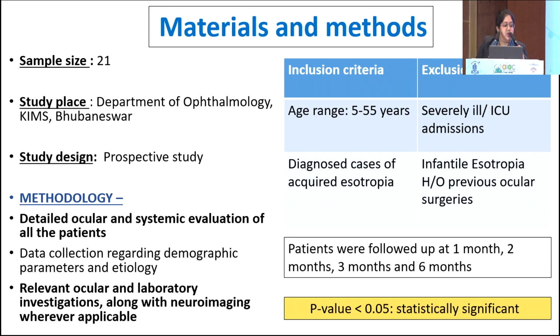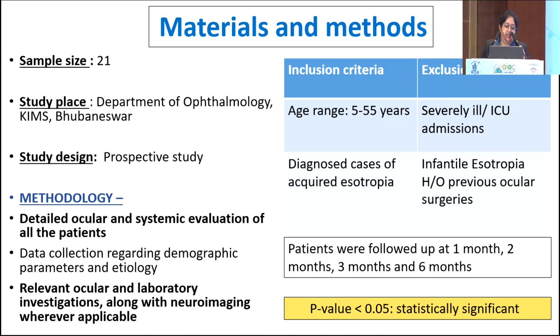The study was a prospective study conducted in the Department of Ophthalmology in KIMS Bhubaneswar with a sample size of 21. Detailed ocular and systemic evaluation of all the patients was done, with ocular and laboratory investigations wherever applicable. The inclusion criteria took diagnosed cases of acquired esotropia with an age range of 5 to 55 years and excluded severely ill patients or patients admitted in ICU. It also excluded infantile esotropia patients and patients with history of previous ocular surgeries. These patients were followed up at first, second, third, and 6 months.